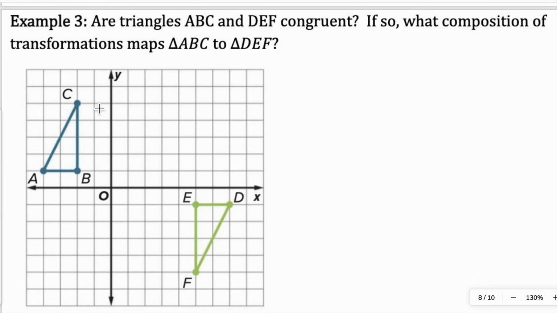Example 3 is asking, are the triangles ABC and DEF congruent? If so, what composition of transformations maps ABC to DEF? So the first thing I look at is congruency. Is AB going to match DE? AB is 2 units and DE is also 2 units. Then does BC match EF? BC is 4 units, and EF is also 4. And then 2 squared plus 4 squared is going to create the same right triangle. So I can say that yes, they are congruent.